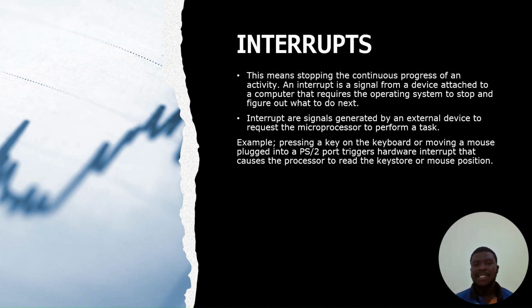An example is pressing a key on the keyboard or moving the mouse. So when you are using a computer, you are running a current program and you need to stop and figure out or run another program, an interrupt occurs. And this interrupt needs to be serviced before you could continue with your current program.